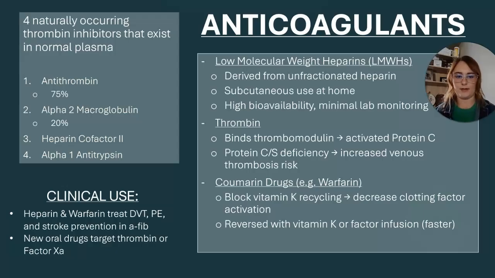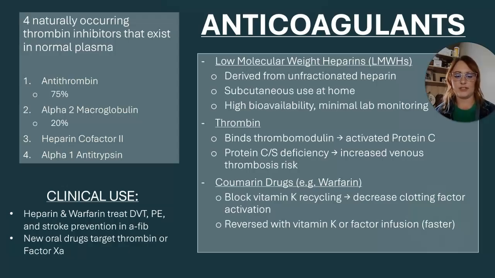Lastly, let's look at thrombin, which is a key enzyme in coagulation. Thrombin is a part of a natural anticoagulant pathway that slows down thrombin generation, therefore preventing excessive clot formation. This is done when thrombin binds with thrombomodulin, which creates a complex that activates protein C, or APC. When APC has protein S as a cofactor, it inactivates factor VIIIa and factor Va, thus regulating clot formation.